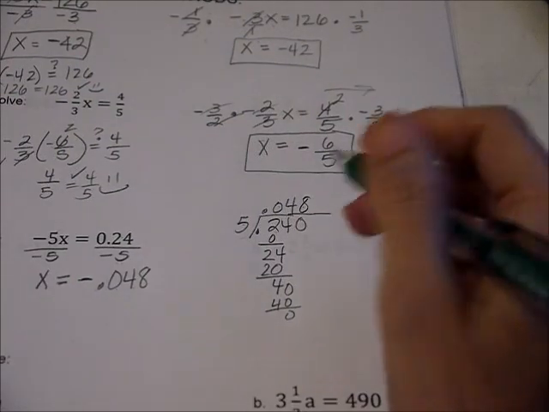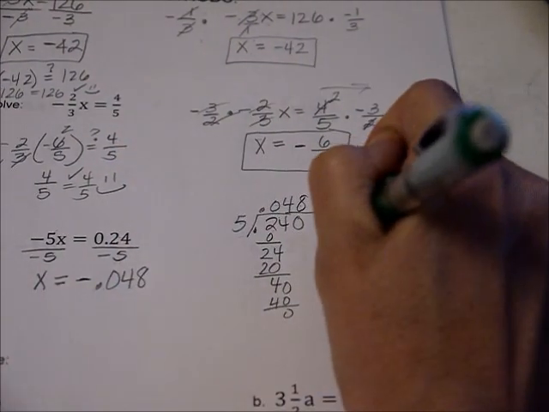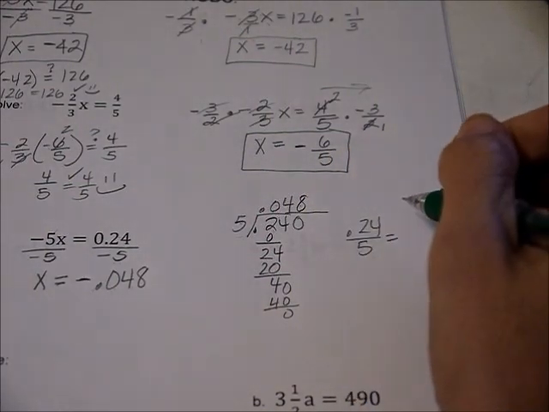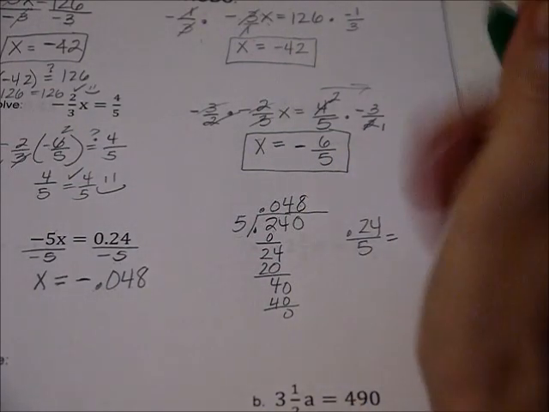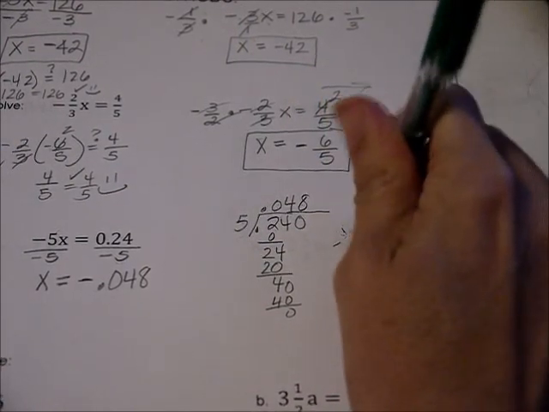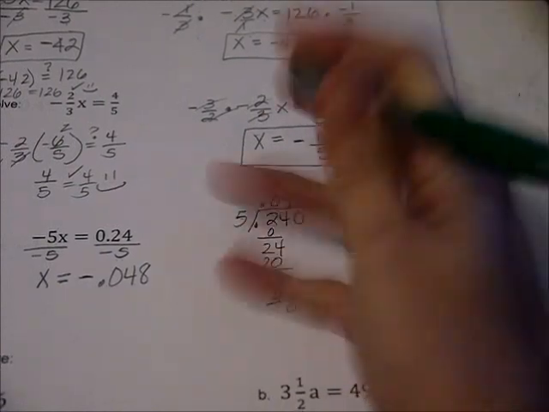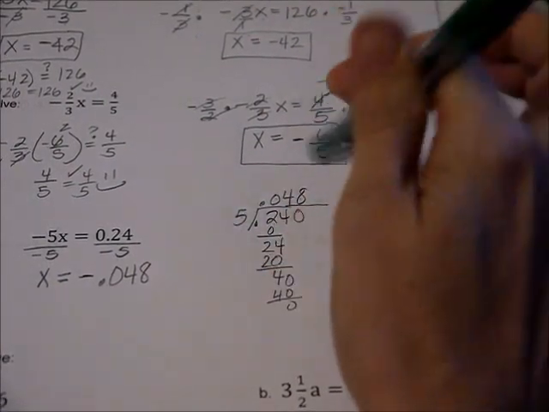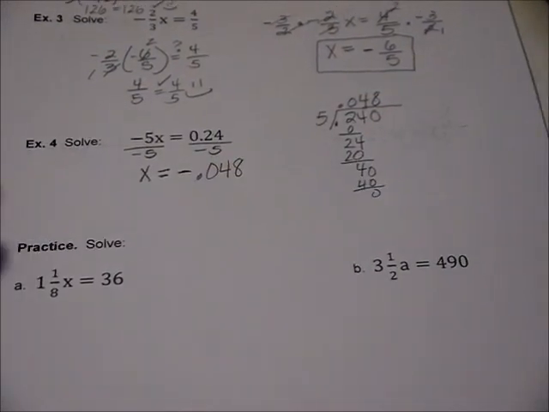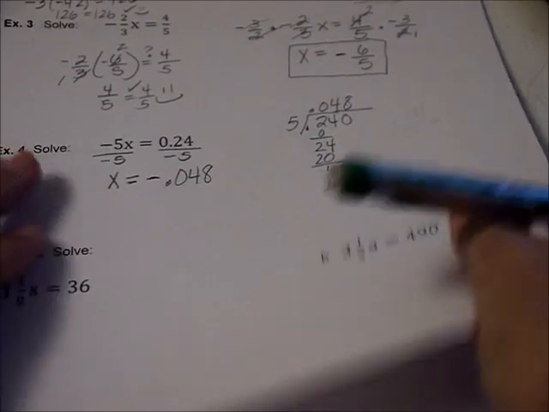Okay, the other way you could have done it is if you have 0.24 over 5. Well, no, I'm just going to leave it like that. That's really the only way to do it. There are other ways to do it. This is the best way. Let me just leave it at that. Okay, now go ahead and do your practice, and you're done for this lesson.